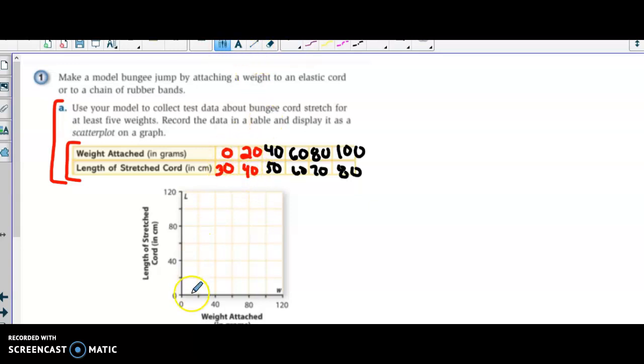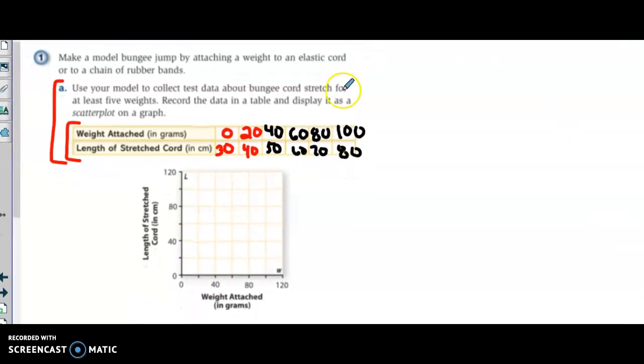So you should set up an axis, and I want you to copy down your two axes right here, and copy down the title of each axis. We have the weight attached, which is our X, and then we have the length of the stretch cord, which is our Y, our X and our Y. Feel free to pause to get caught up in the notes. So we're going to plot each point.